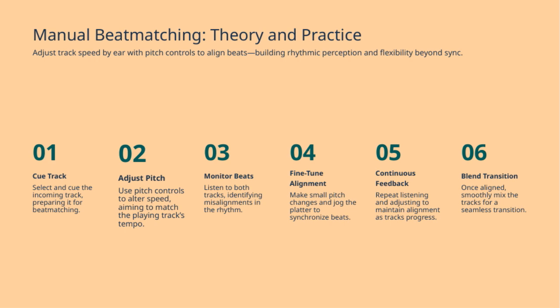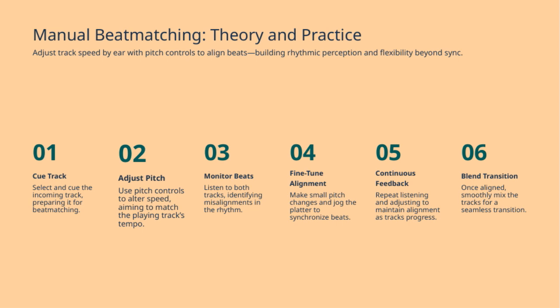Fine-tuning the alignment is also key. This involves making small pitch adjustments and using jog wheel techniques to synchronize the beats precisely. These small tweaks help us lock the tracks together tightly, giving a professional and polished sound. Monitoring the beats is our next focus. We should listen carefully to both tracks, looking for any misalignments in the rhythm. Identifying these discrepancies early allows us to correct them before they become noticeable.